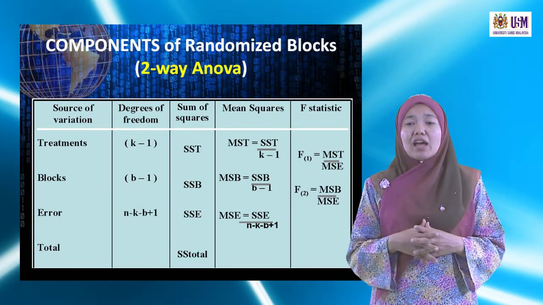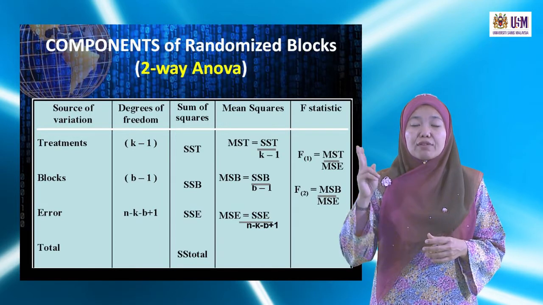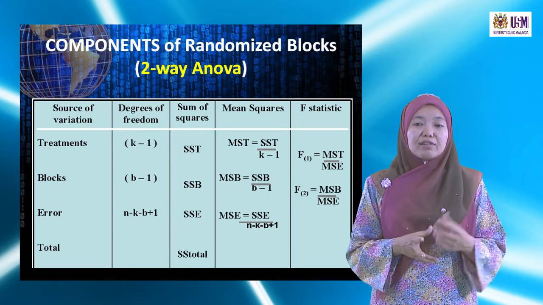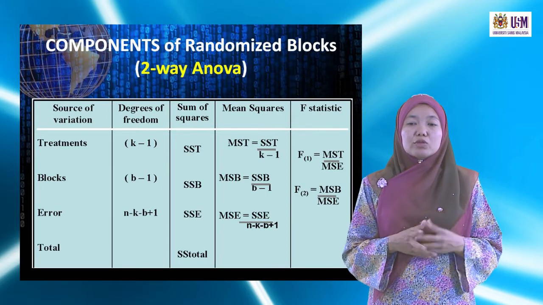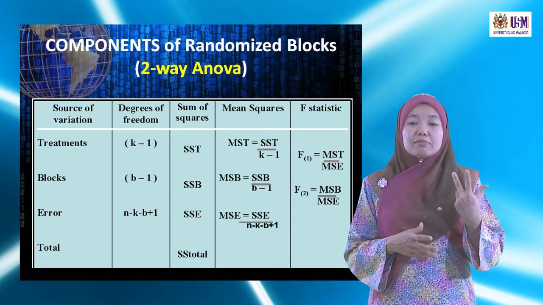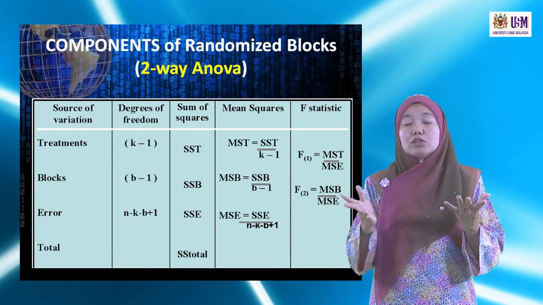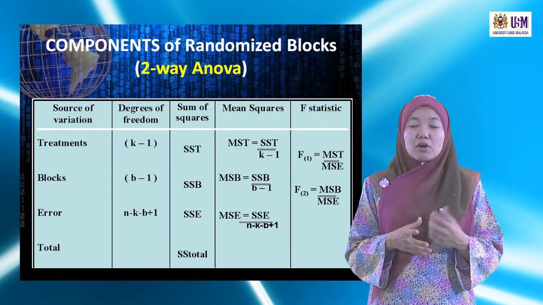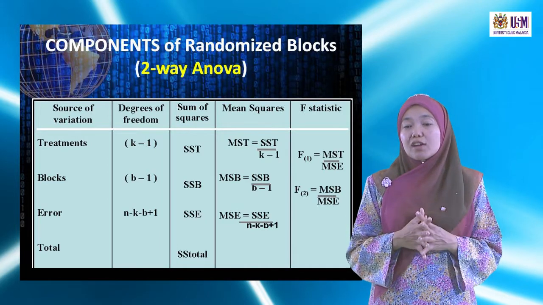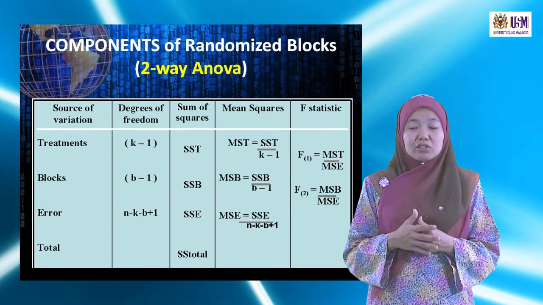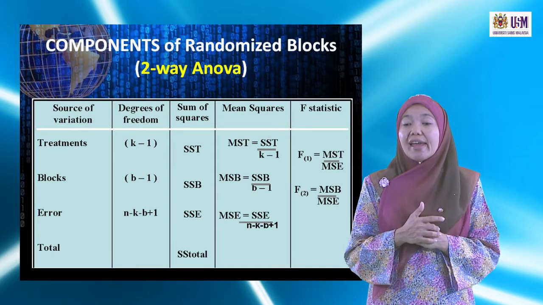So when it comes to the F statistic, instead of having one F value, now you have two F values. The first F statistic is where you take the ratio of mean square for treatment divided by the mean square for error. This is similar to one-way ANOVA. And then the second formula, which is what differentiates two-way ANOVA, is F2. This is where you take the mean square for blocks and divide by the mean square for error.